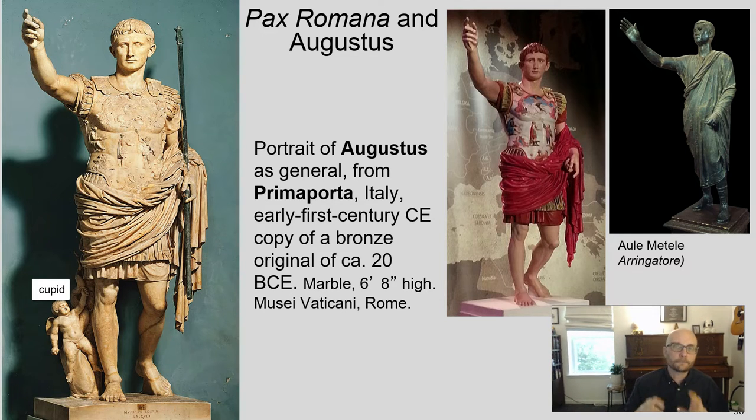In fact, the emperors of Rome claimed that they were divine. They traced their family line through the goddess Venus. So her son Cupid, who represents the idea of a royal and divine bloodline, is shown here at the bottom, holding on to the hem of Augustus's cape.